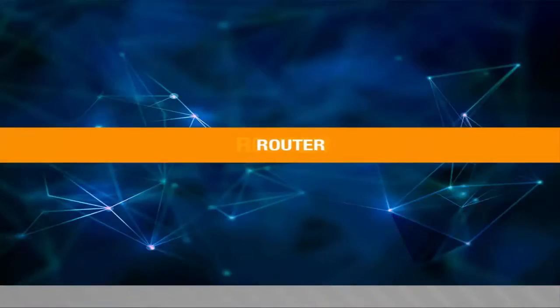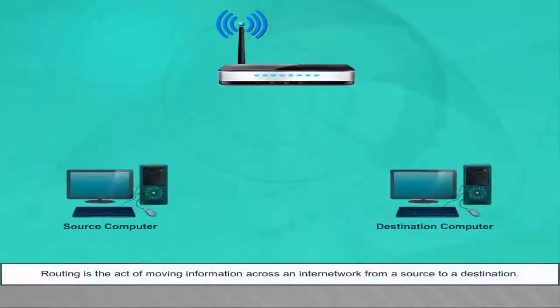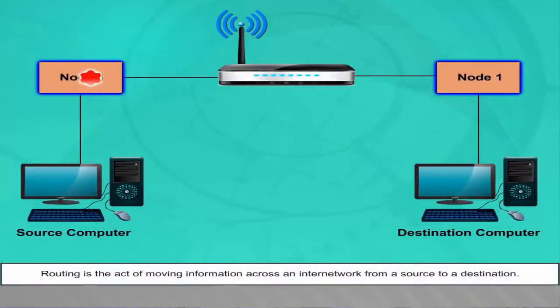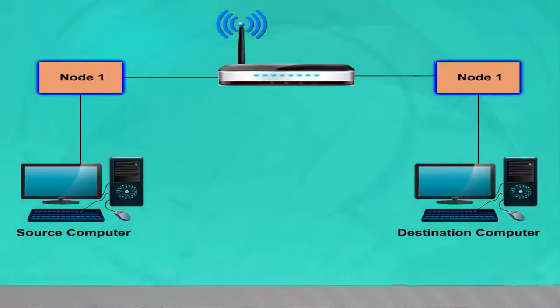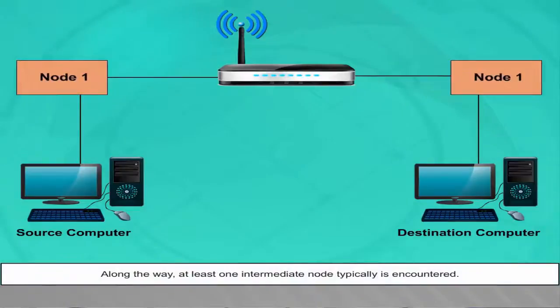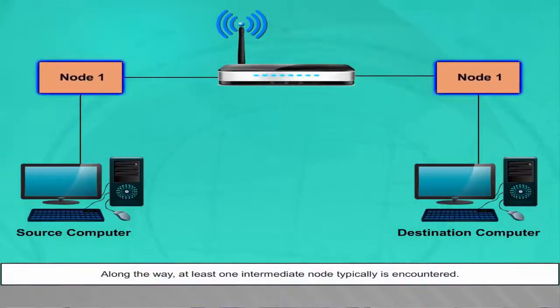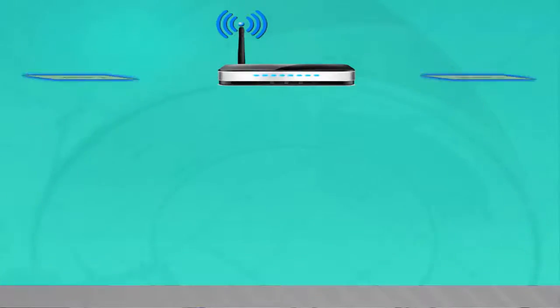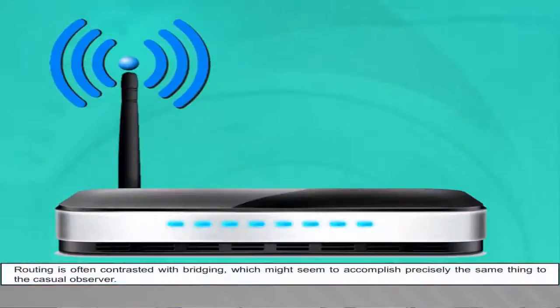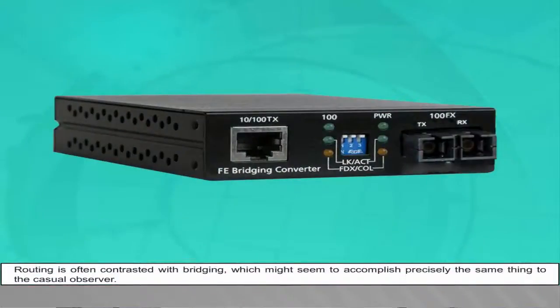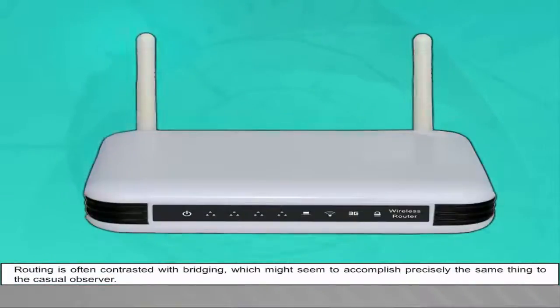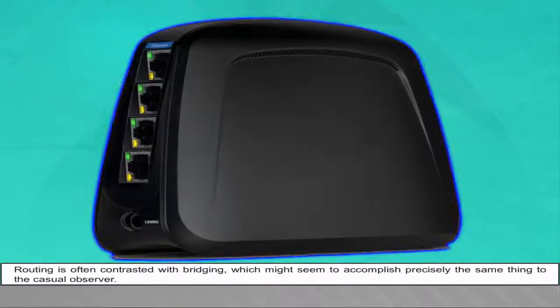Router. In this video, we are going to see about router. Routing is the act of moving information across an internetwork from a source to a destination. Along the way, at least one intermediate node typically is encountered. Routing is often contrasted with bridging, which might seem to accomplish precisely the same thing to the casual observer.